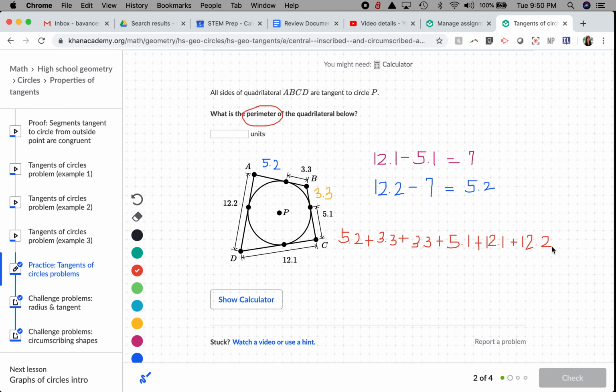So what I'm going to do now is take out my calculator and plug in these numbers. 5.2 plus 3.3 plus 3.3 plus 5.1 plus 12.1 plus 12.2 will give us, sorry about that, I exited it by accident and I finally got it back. It will give us 41.2. So 41.2 is the sum, which is the perimeter.